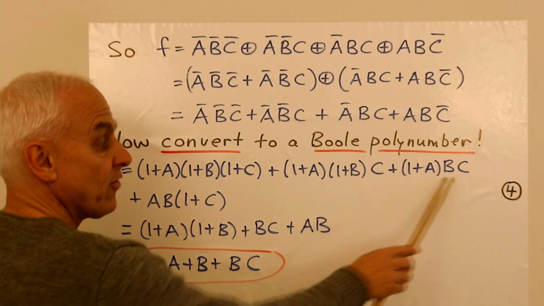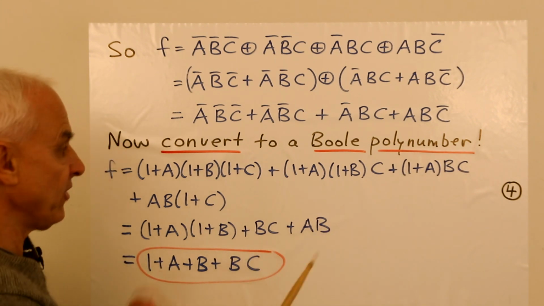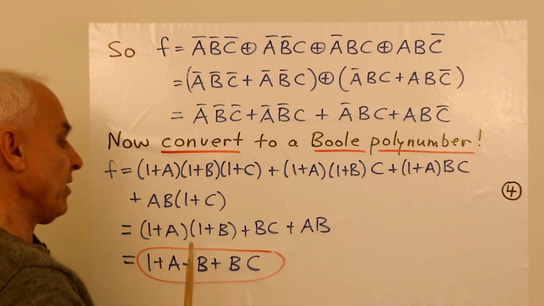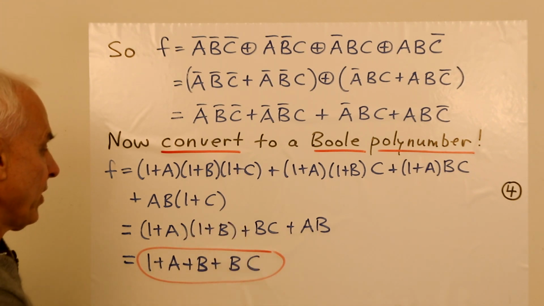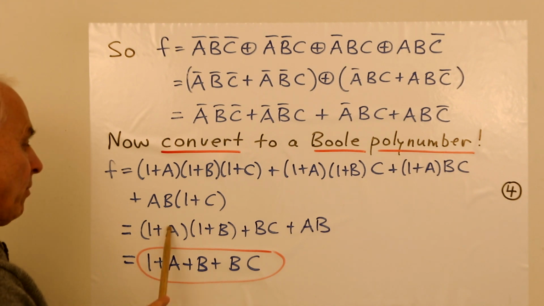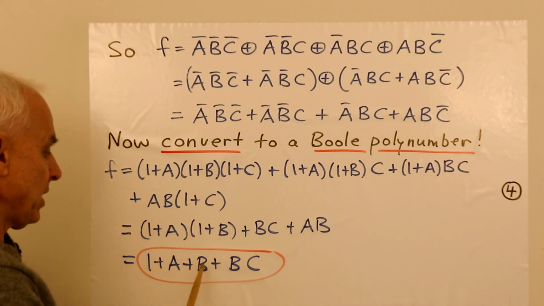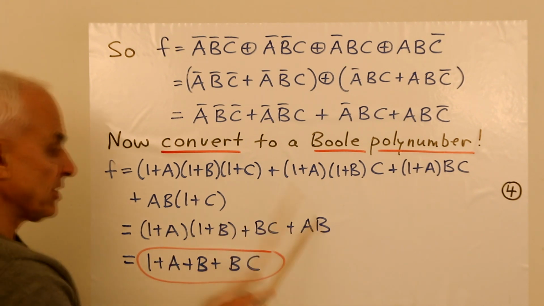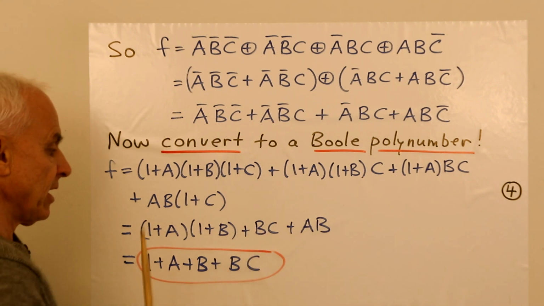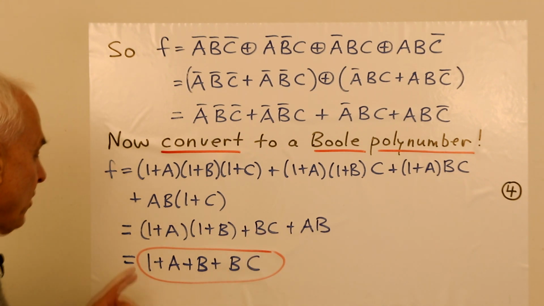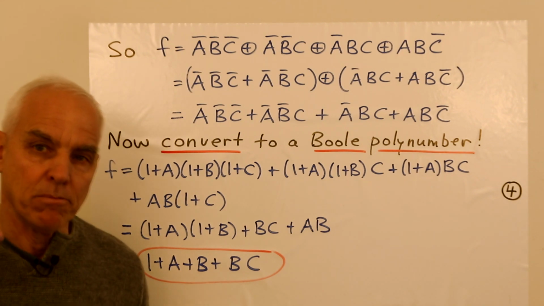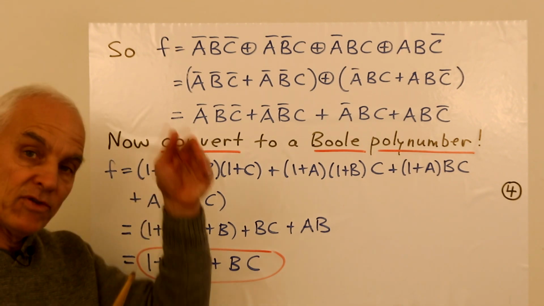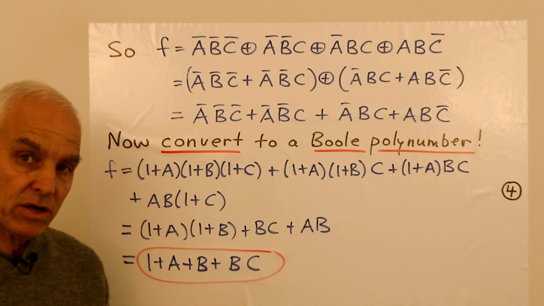So then when we expand this out, we get a bc plus abc, and here we get an ab plus abc. The two abc's cancel. So we just end up with this. Then when we expand that out, we get 1 plus a plus b. The ab cancels with that ab, and we're still left with a bc. Altogether, 1 plus a plus b plus bc. That's the Boole polynumber that represents our Boolean function.